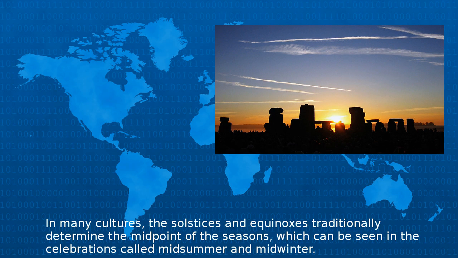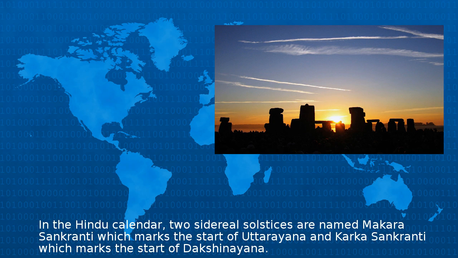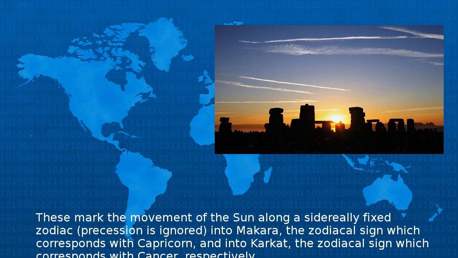In many cultures, the solstices and equinoxes traditionally determine the midpoint of the seasons, which can be seen in the celebrations called midsummer and midwinter. In this vein, the Japanese celebrate the start of each season with an occurrence known as Setsubun. In the Hindu calendar, two sidereal solstices are named Makara Sankranti, which marks the start of Uttarayana, and Karka Sankranti, which marks the start of Dakshinayana. The former occurs around January 14 each year, while the latter occurs around July 14 each year. These mark the movement of the sun along a sidereally fixed zodiac.